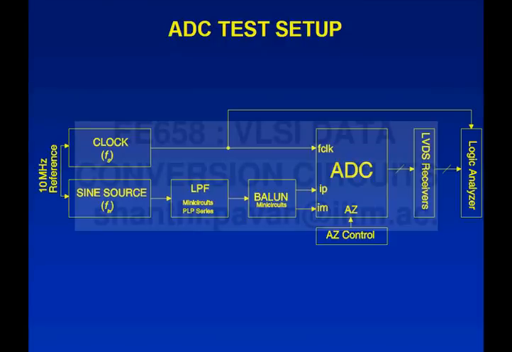The sine wave source is supposed to be a sine wave, but it has harmonic distortion of its own, which has to be cleaned up, otherwise you will mistake the distortion of the source to be the distortion of the ADC. So you put a low pass filter, and this is what is called a Bal-Un. All these measurement equipment are single-ended sine waves. You have to convert them into a differential output. So this is nothing but a center tap transformer which takes a single-ended input and generates a differential output.